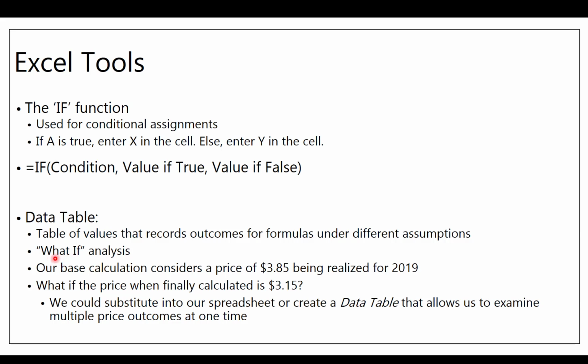It's under a section of Excel called What If Analysis, and essentially it says, what if the price doesn't end up being $3.85 but it's $3.15? Well, we could have that as part of our data table, and we'd be able to compare both the programs. So let's go back to the spreadsheet. You can see I have the setup already there.